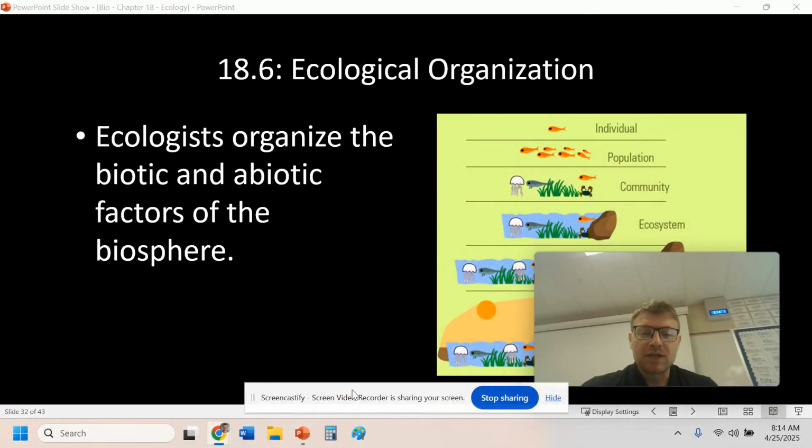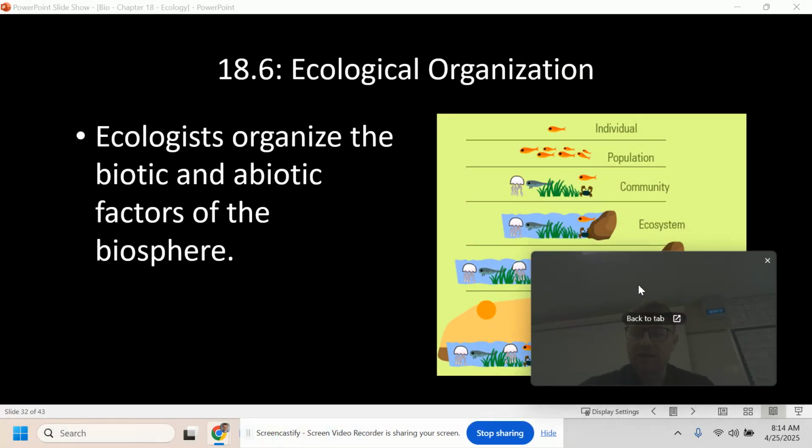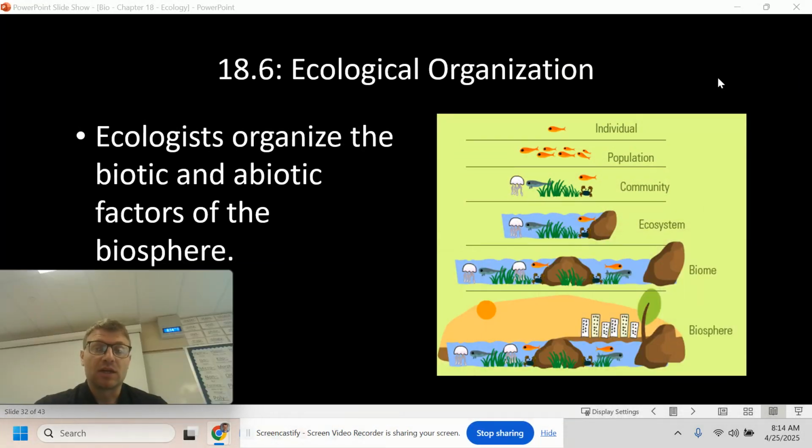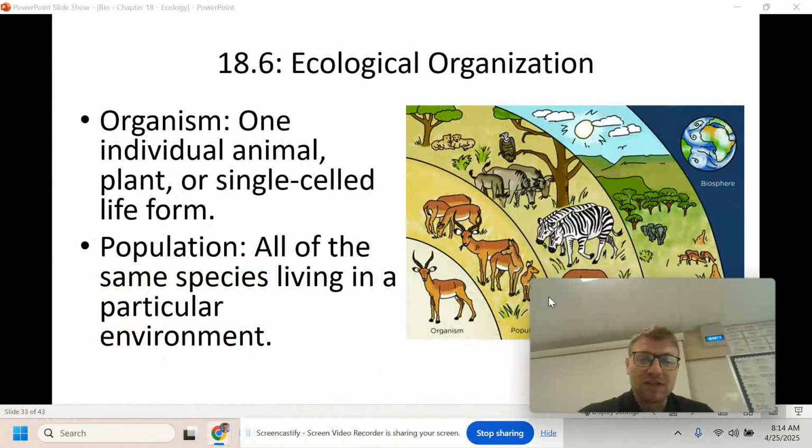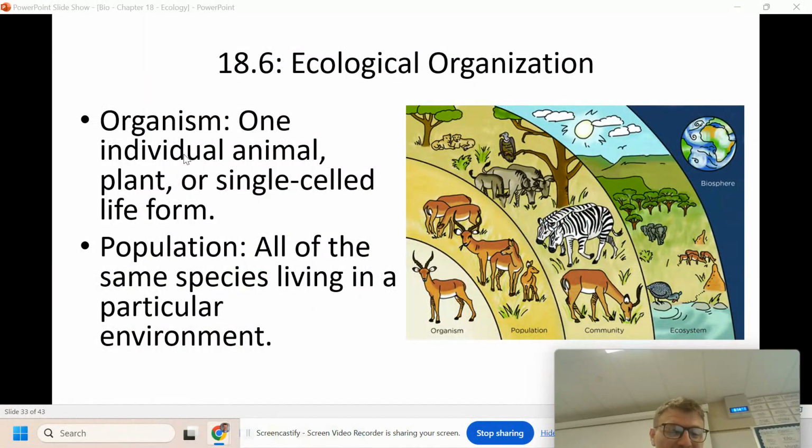All right, our last two sections are going to be about ecological organization. This is basically how we organize life on Earth. If you remember, we did this in chapter 1, where we talked about how scientists organize different parts of life. In the ecological sense, we start with the individual, then move to population, community, ecosystem, biome, and biosphere. Another name for individual is an organism. You don't need to remember that because we've used it so many times before, that's fine.